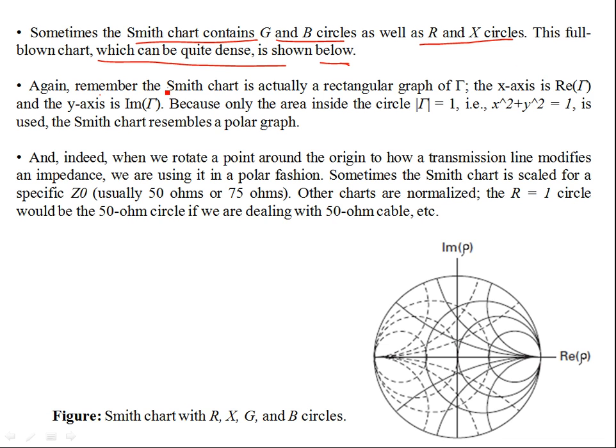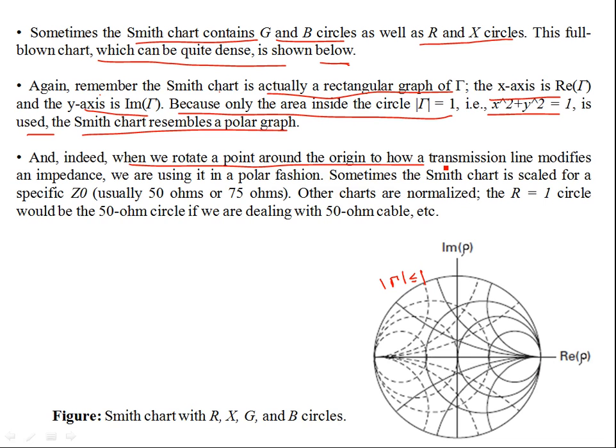Remember, the Smith chart is actually a rectangular plot of gamma. The x-axis is the real part and the y-axis is the imaginary part of gamma. Because only the area inside gamma equal to 1 is used, the Smith chart resembles a polar graph. So we are using this for gamma less than or equal to 1. And indeed, when we rotate a point around the origin to show how a transmission line modifies an impedance, we are using it in a polar fashion.